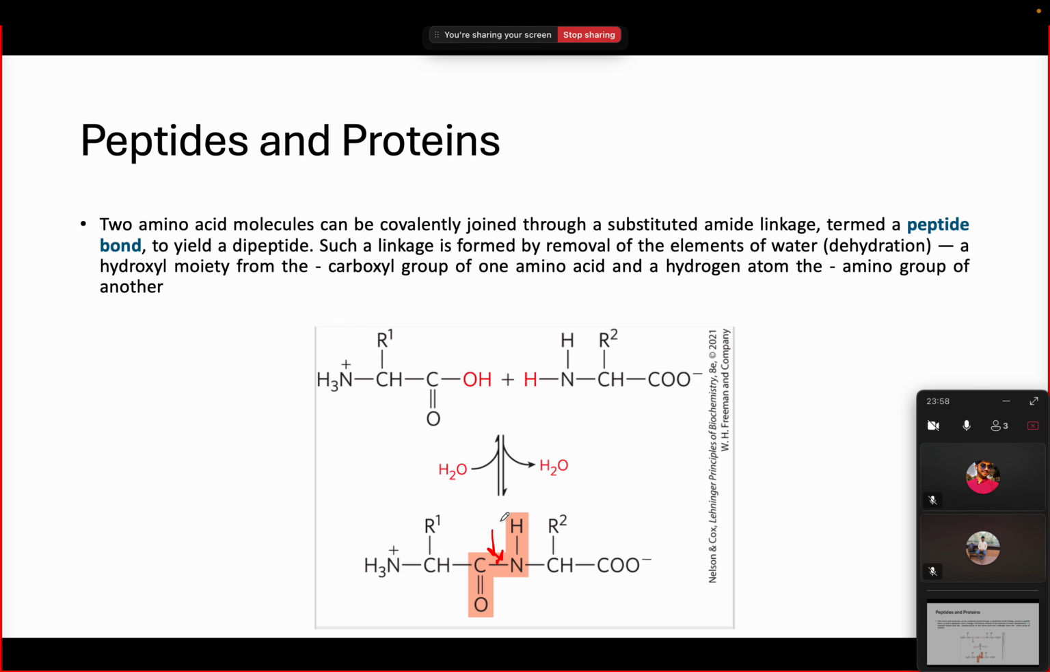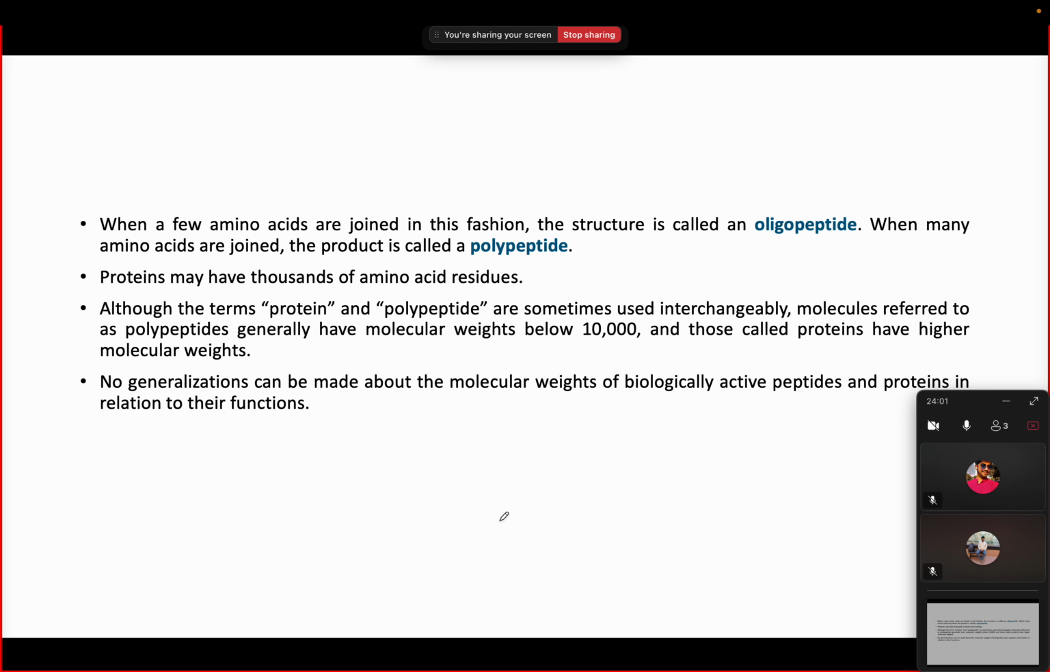Okay, when a few amino acids are joined in this fashion, the structure is called an oligopeptide. In this fashion means, after the dehydration reaction, the carboxylic end of the first amino acid and the amine side of another amino acid react, and that structure is called an oligopeptide. When many amino acids are joined, the product is called a polypeptide. These are just very generic terminologies associated with proteins. It is important to know them because they are very common in the field, and it will help you communicate your ideas very effectively.